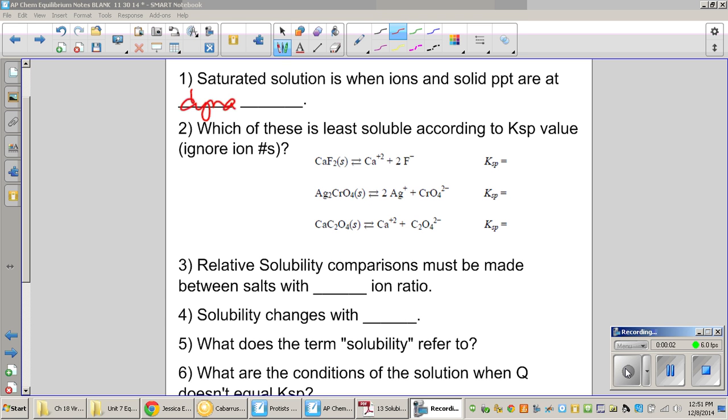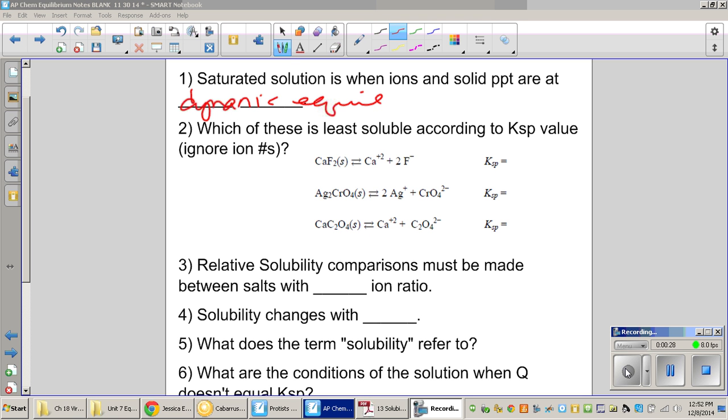Okay, so dynamic equilibrium is whenever the two phase changes happen at the same rate. The solid is going to aqueous ions, and aqueous ions are going back to solid at the same rate, so the rate forward equals the rate reverse. Which of these is least soluble according to the Ksp value? You probably had to have this table in front of you, sorry. You probably couldn't answer number 2 unless you had it on your paper because you wrote it out.